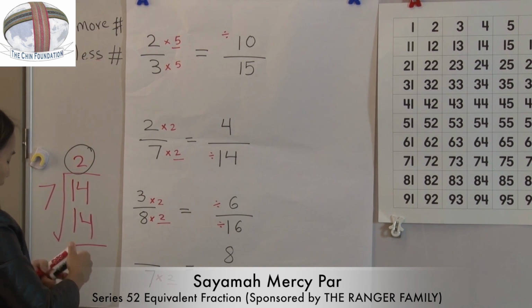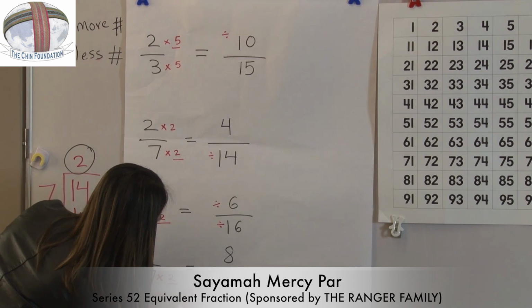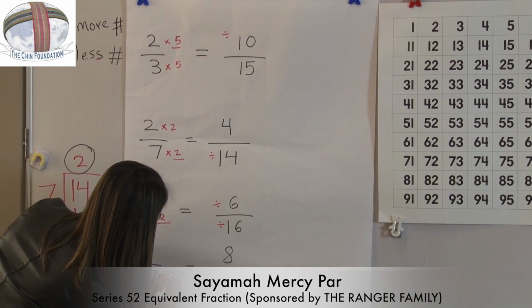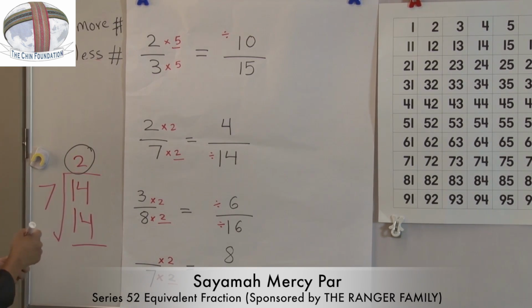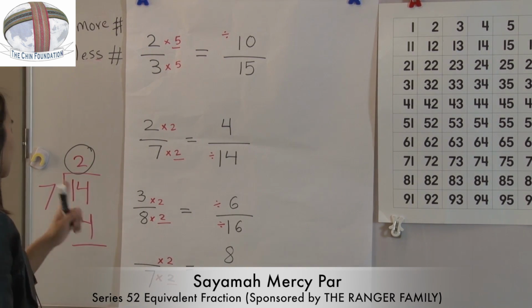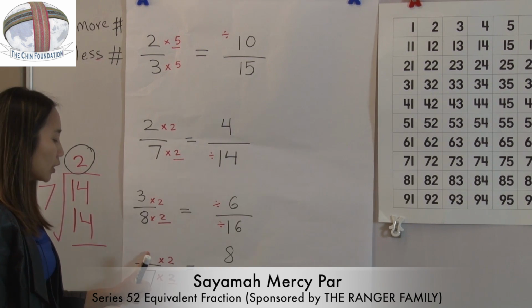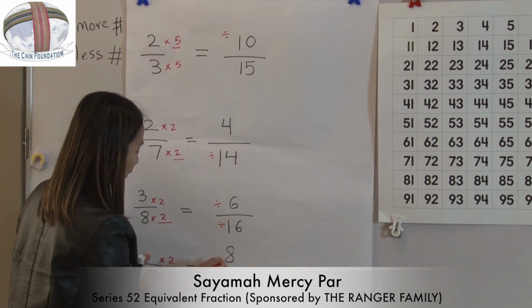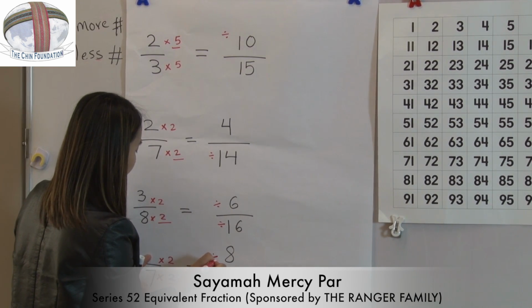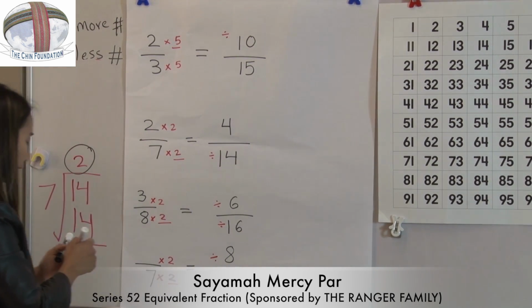Anything we do to the bottom, we have to do to the top too. So if we times with 2 at the bottom, we have to times 2 with the top. So we don't know what number to times with, so we have to do the opposite way. The opposite of times is divide, okay? 8 divided by 2.